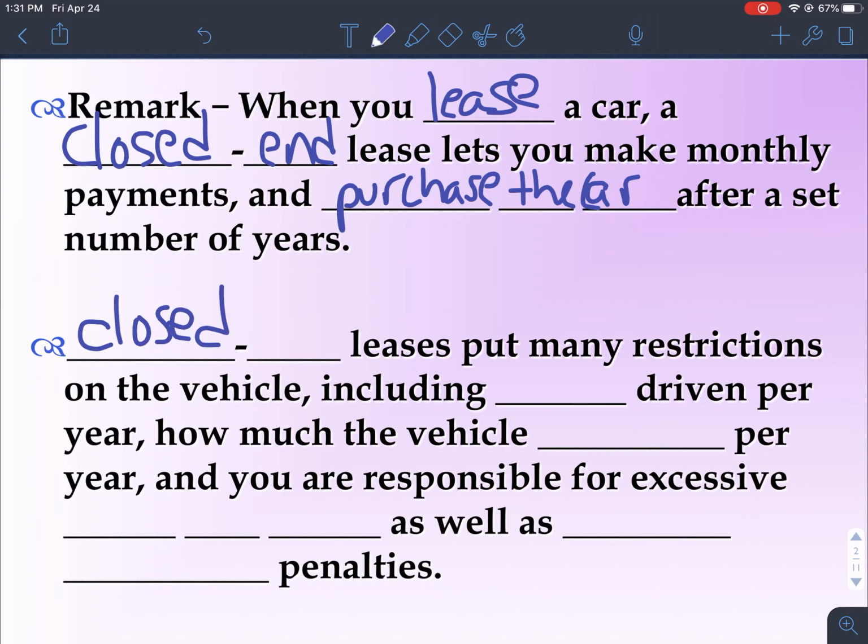Closed-end leases put a lot of restrictions on the vehicle. For example, a lot of times you are only allowed to drive, say, 15,000 miles per year on the car. The dealer wants to ensure that after the term, there is some sort of resale value on the vehicle. So that means you can't drive, say, over 15,000 miles per year. Also, the vehicle depreciates every year. It loses value.